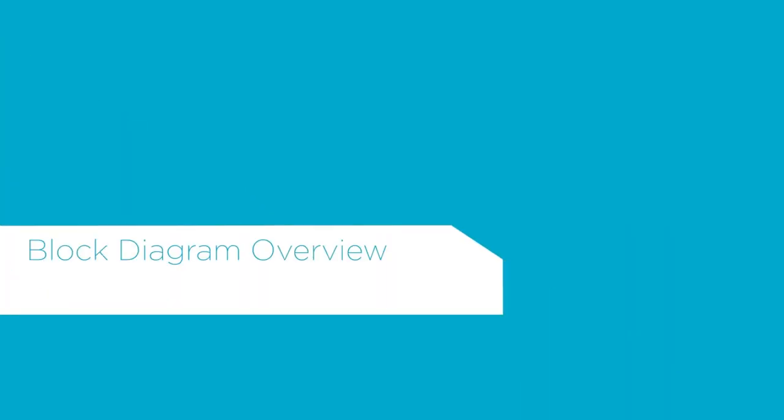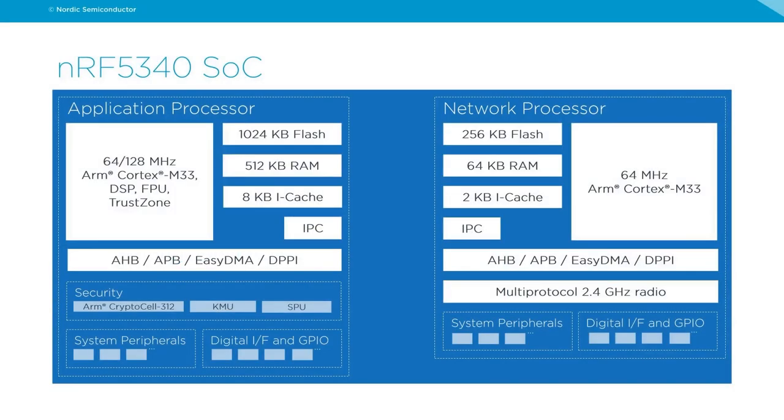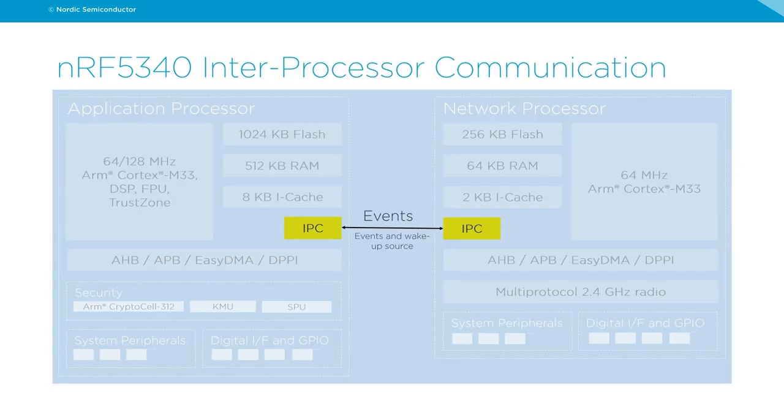First up, we have the block diagram overview. The 5340 SoC is a dual-core device, and once it is booted, the two cores operate independently. So for example, the network processor can wake up to receive a packet from the radio while the application processor remains in a low-power idle state.